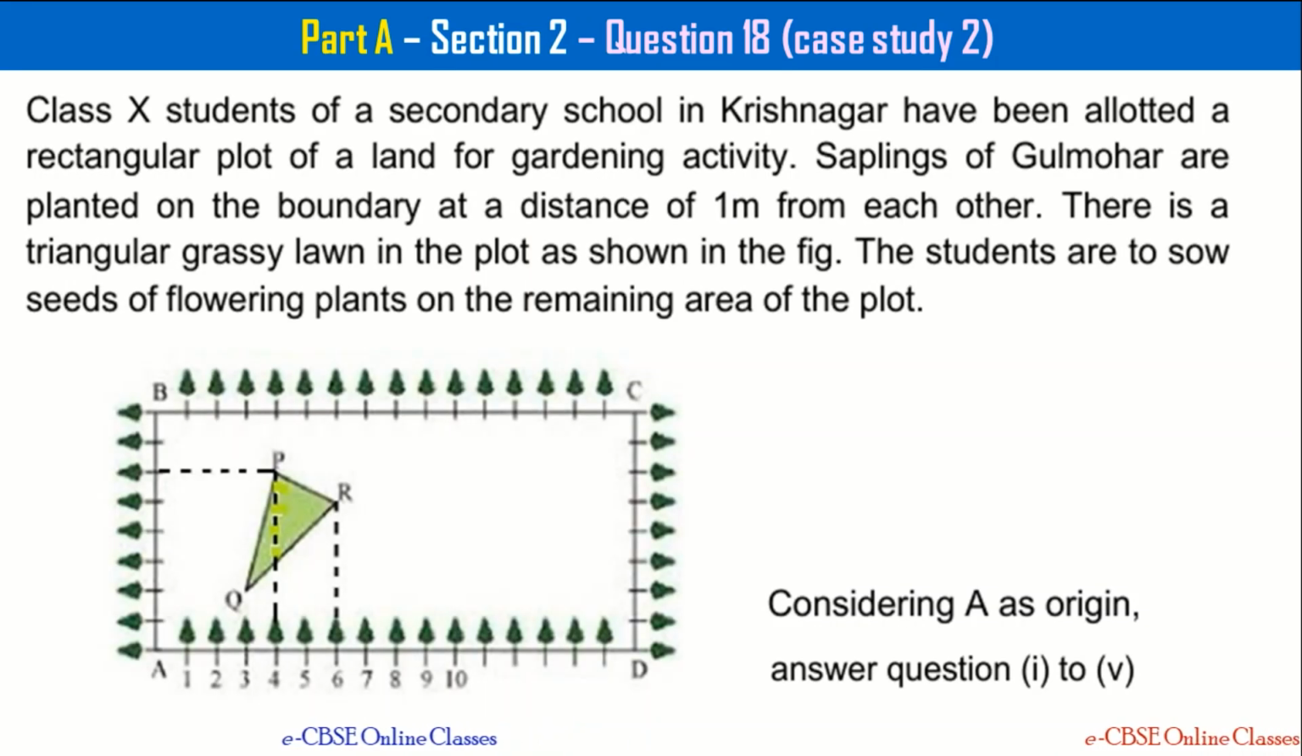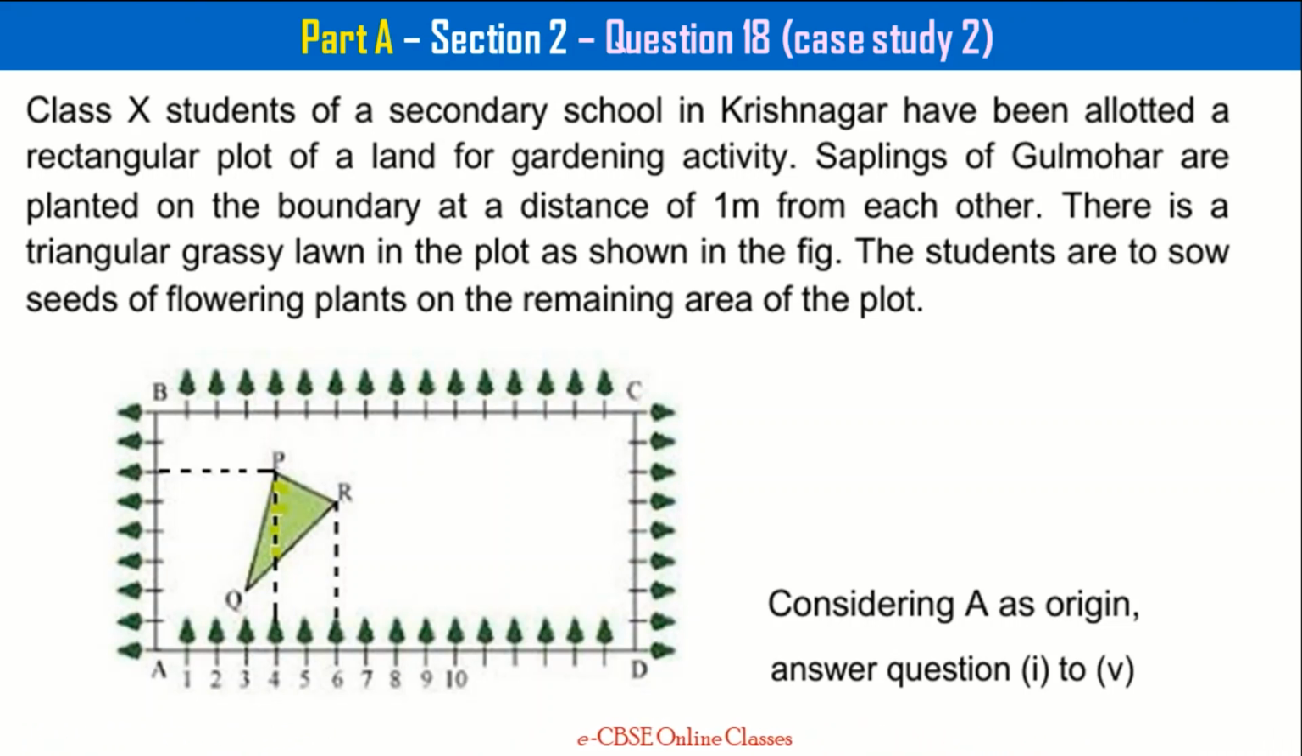Class 10 students of a secondary school in Krishnanagar have been allotted a rectangular plot of land for gardening activity. Saplings of gulmohar are planted on the boundary at a distance of 1 meter from each other. There is a triangular grassy lawn in the plot as shown in the figure. The students are to sow seeds of flowering plants on the remaining area of the plot. This is the text given.